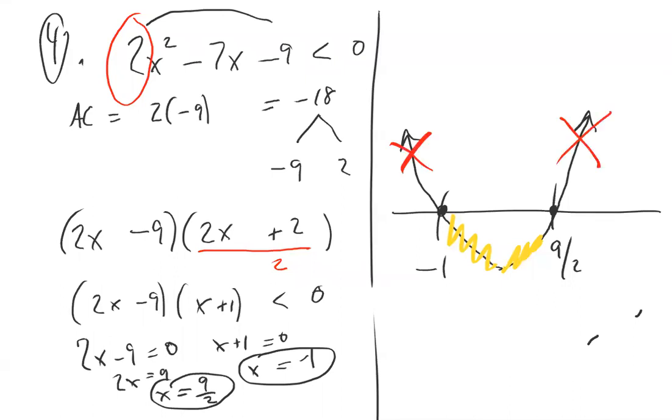And then what about the 2 points that are actually 0? Well, it has to be less than 0, not actually 0. So it can't be 0. So let's put an x through the 2 x-intercepts, because it can't actually equal 0.